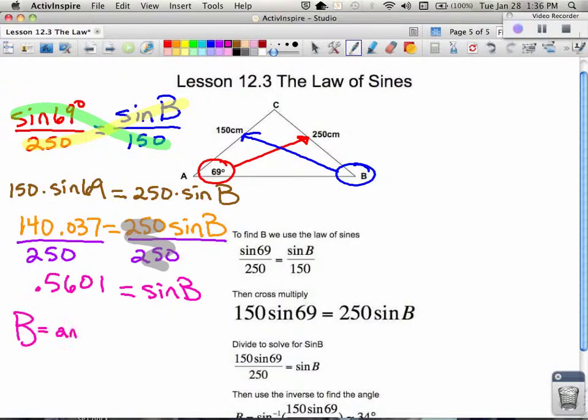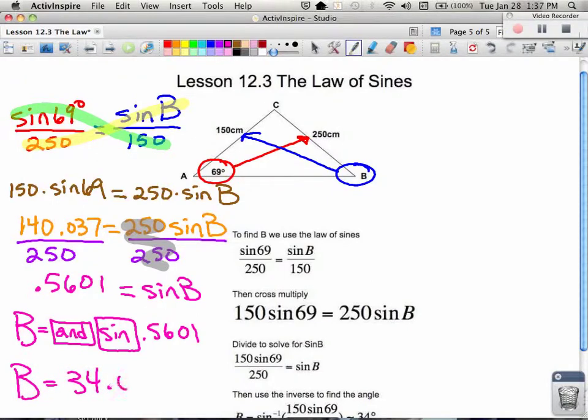So if I want to find the B, which is an angle, I know that angle B has to be second sine, because we're working with sines now, of 0.5601. So I do second sine of that number, and I get that my angle B will be 34.07 degrees. And the only difference between this problem and the previous one is that in this example, we get an angle as an answer, and in the previous one, it was a side.